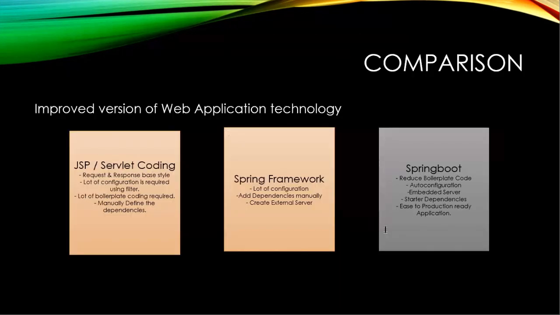Let's see how we can compare it with the earlier portion. There are stages. In the initial stage, in a traditional or classic way of coding, we used to have JSP servlet based processing of the request-response pattern. And then we need to have a lot of configuration written in the web.xml. The web.xml is required for this. And also we need to define all the dependencies and all the required jars.